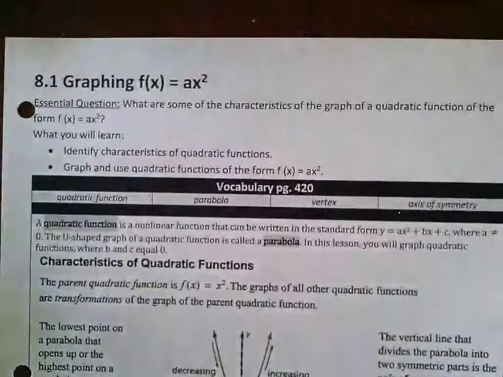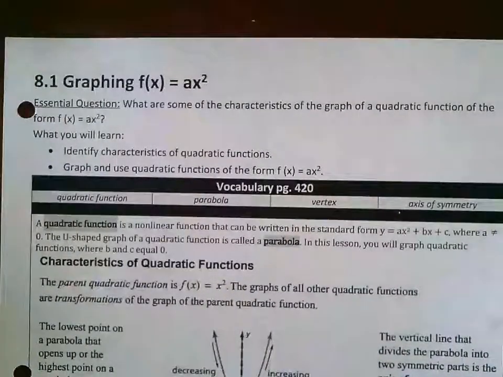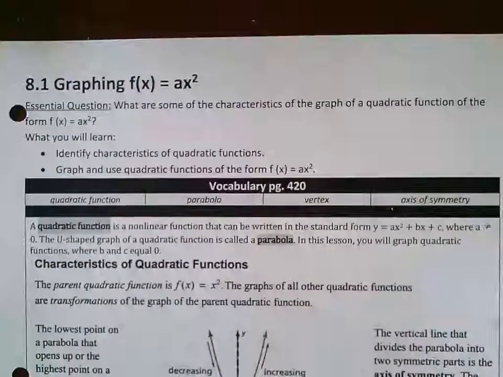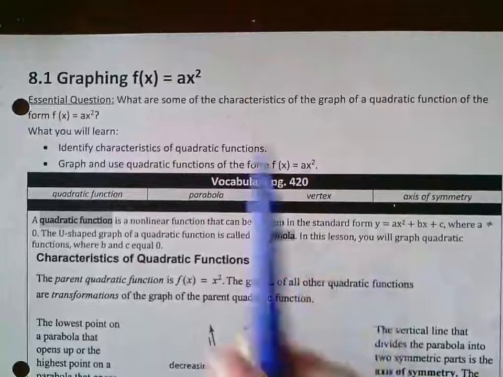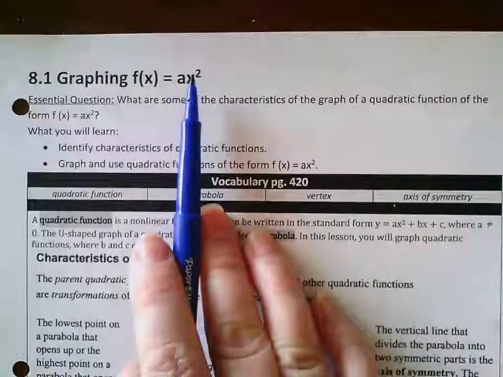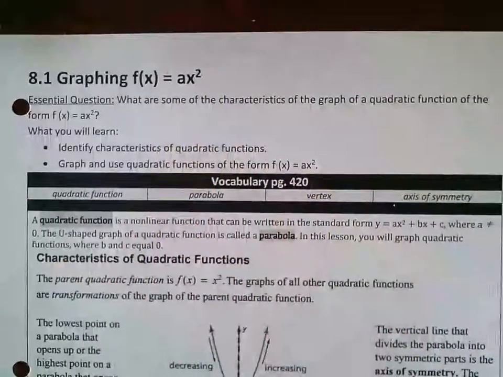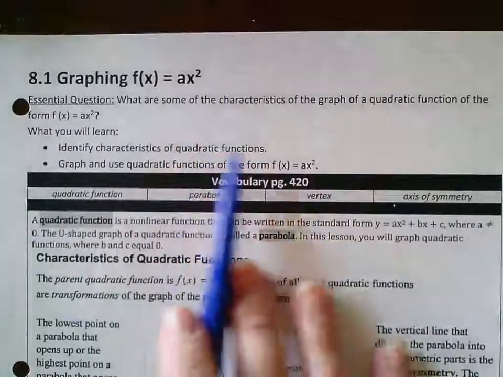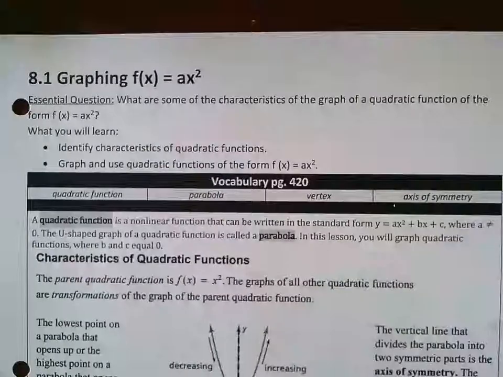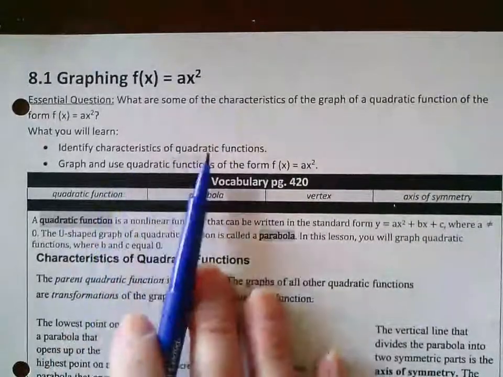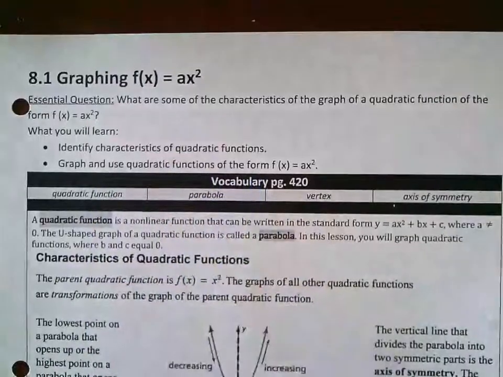Okay, so we are going to do 8.1, new chapter. Obviously, with new chapters comes a lot of new vocabulary, but we're going to be talking about graphing ax squared. So this is part of the functions that we were talking about in chapter 7. We're going to talk about what the characteristics of a quadratic function are, especially when it comes to the graph, and identify those characteristics and graph these equations.